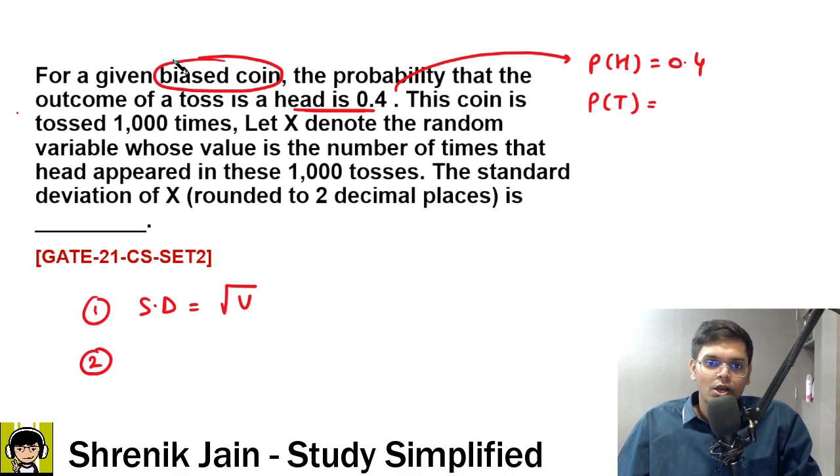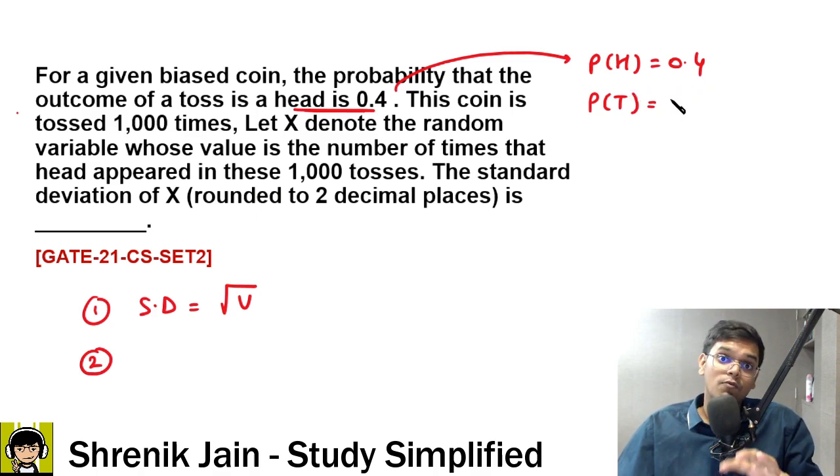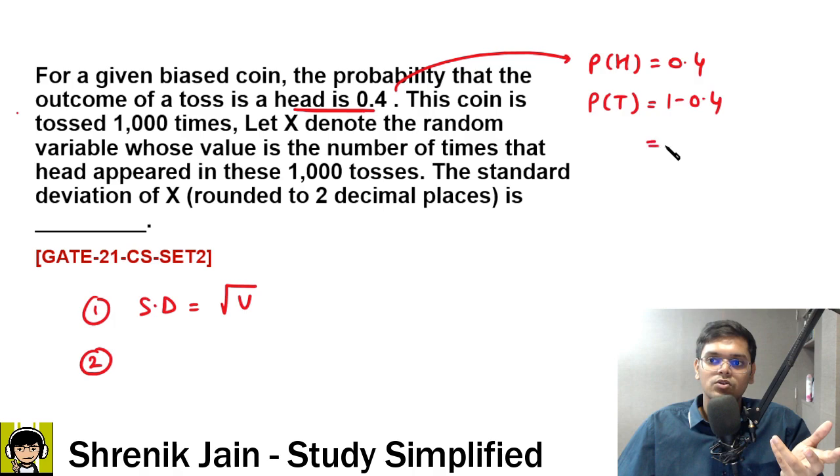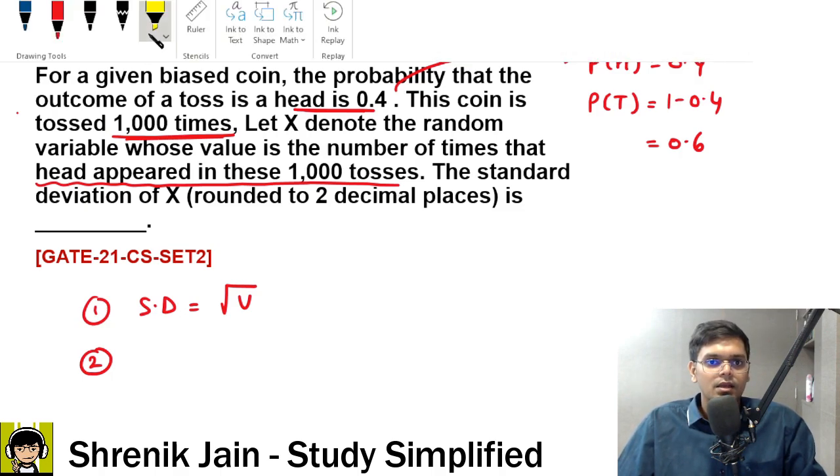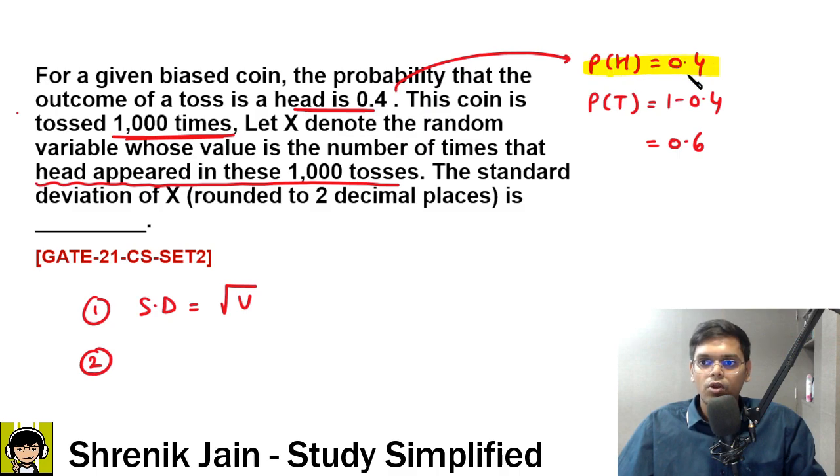That is the biasedness. So for a biased coin, anyhow, probability is head or tail only. Correct? If head is 0.4, then tail would be 1 minus the probability of getting head, so it is 0.6. Next they are saying this coin is tossed 1000 times. Let x denote the random variable whose value is the number of times that head appears in these 1000 tosses. Getting head is my success, so success for one trial is 0.4, and getting tail is a failure, so failure for one trial is 0.6.